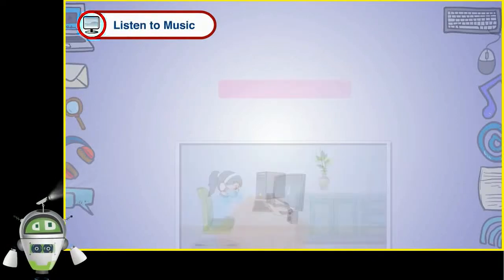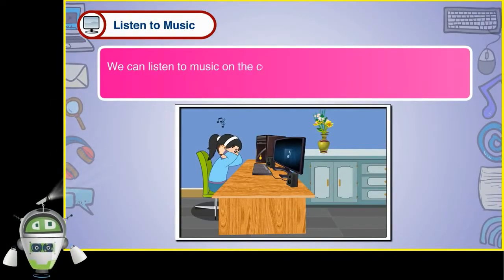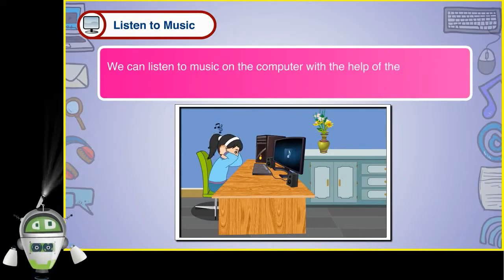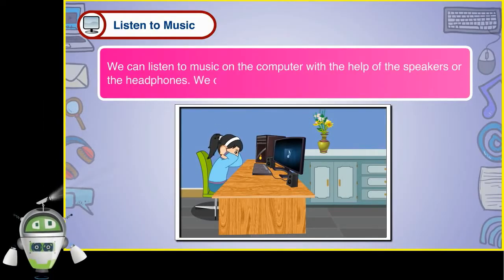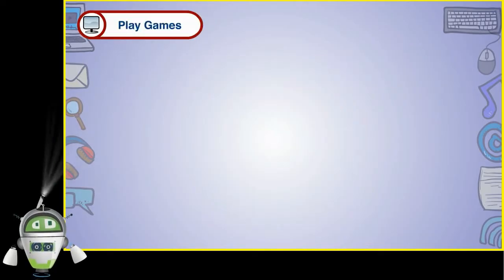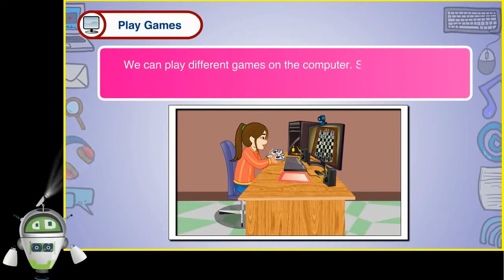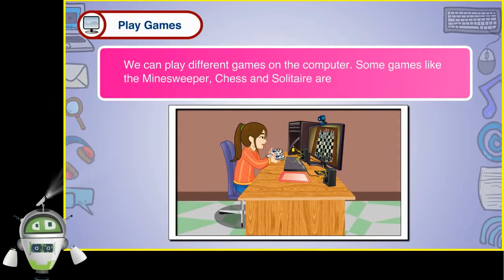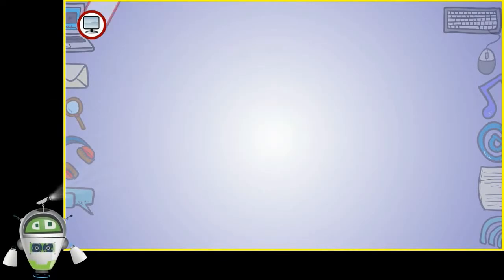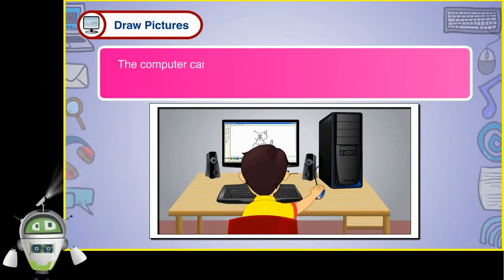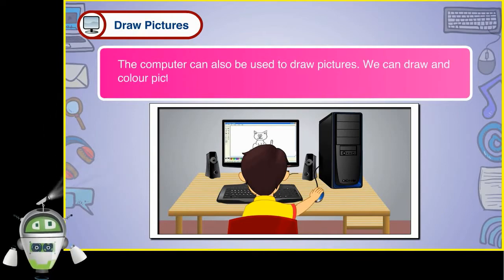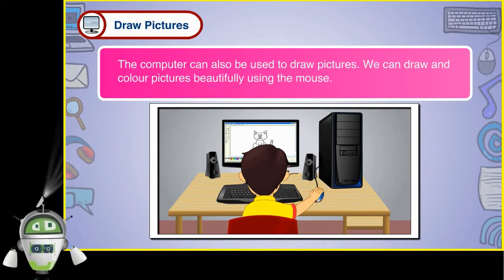Listen to music. We can listen to music on the computer with the help of the speakers or the headphones. We can also watch our favorite movies and cartoons. Play games. We can play different games on the computer. Some games like Minesweeper, chess, and solitaire are already available on it. Draw pictures. The computer can also be used to draw pictures. We can draw and color pictures beautifully using the mouse.